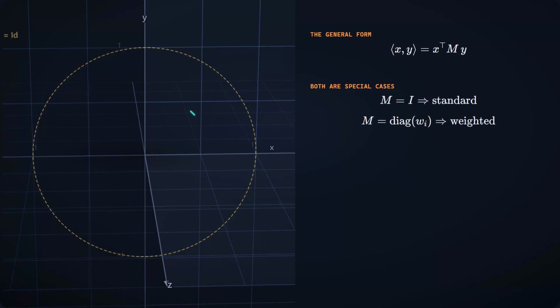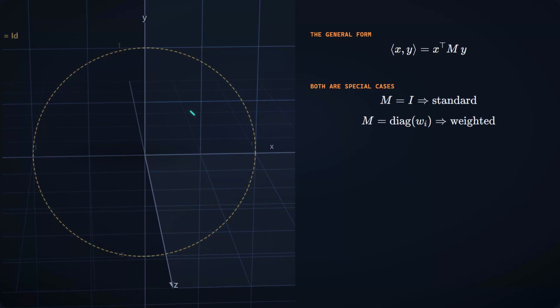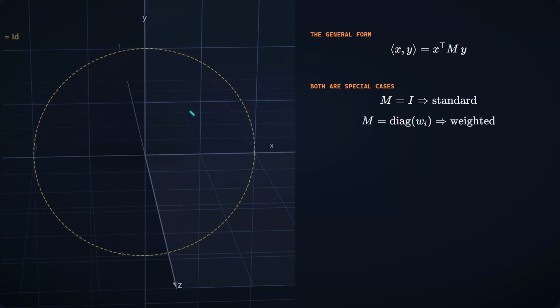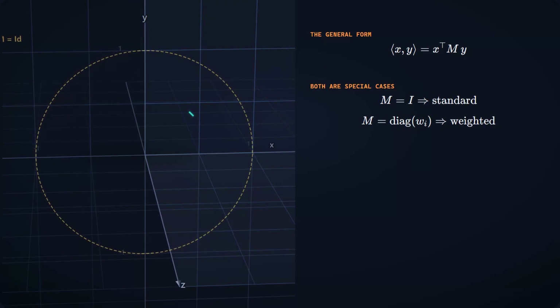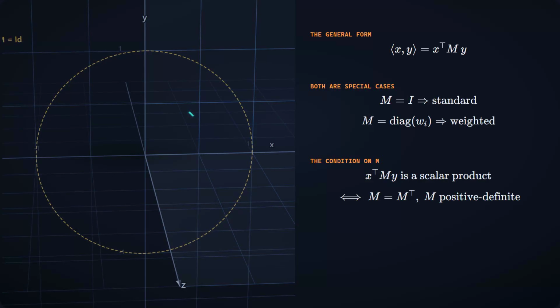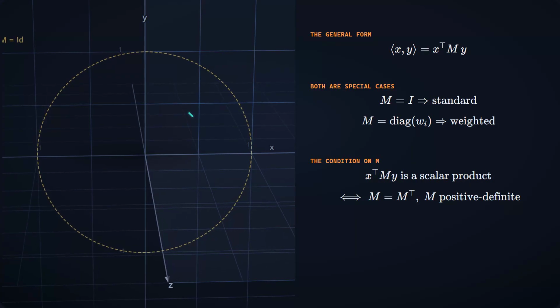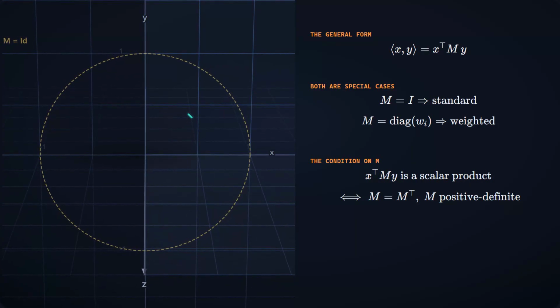Then can I drop any matrix into the middle and call the result a scalar product? No, and that's the crucial restriction. For xᵀMy to be a genuine scalar product, M has to be symmetric, equal to its own transpose, and positive definite. xᵀMx positive for every non-zero x.